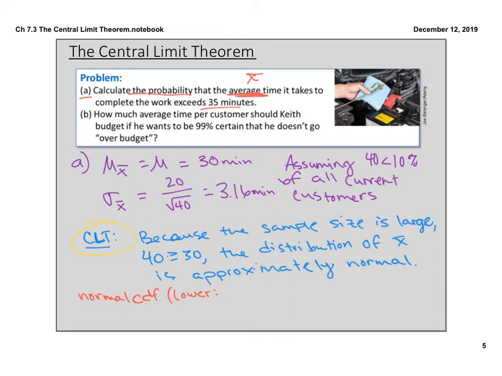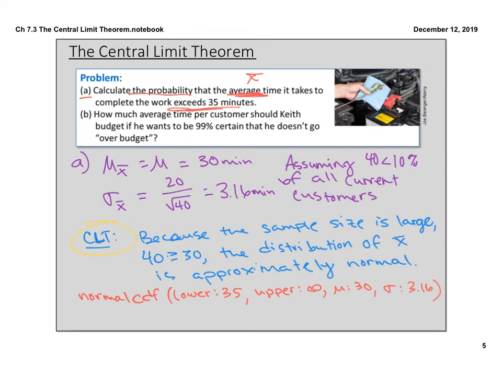So your lower limit's going to be 35 because he wants to know the probability that it exceeds the 35 minutes. So 35 is my lower bound. My upper bound is positive infinity, and you can just put positive infinity. My mean is 30, and my standard deviation is 3.16.